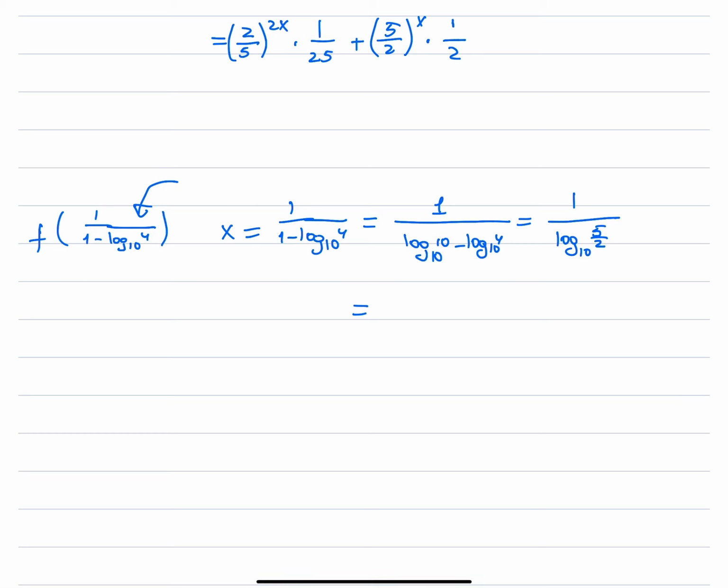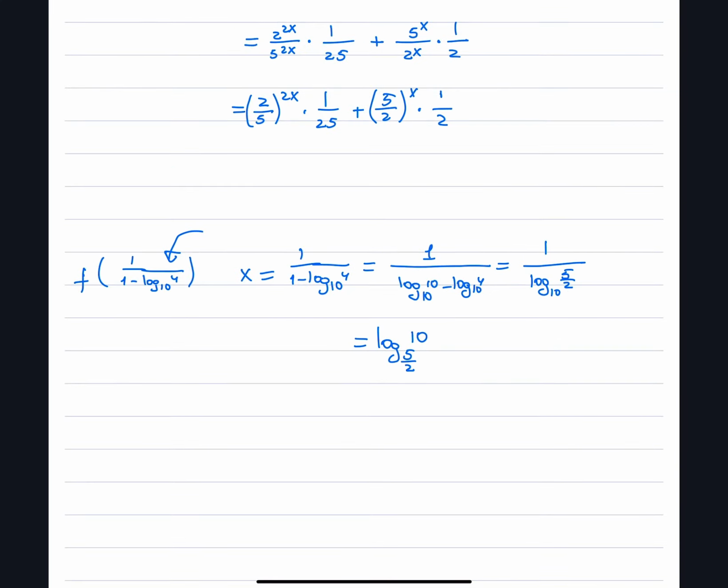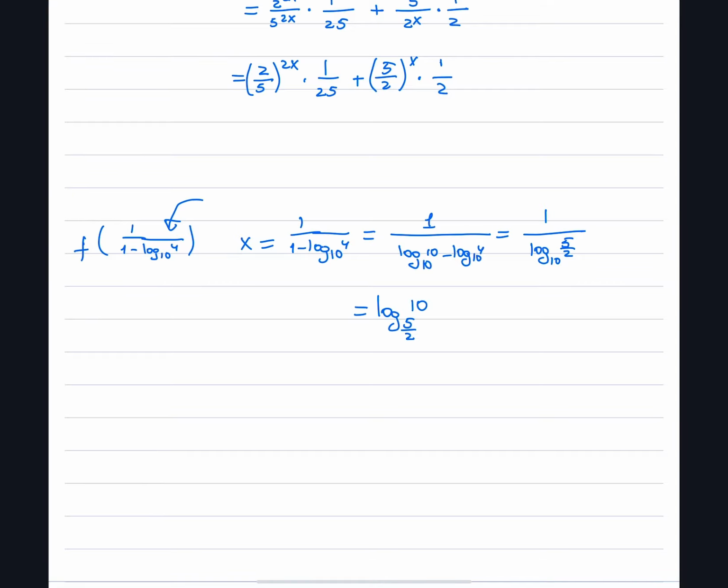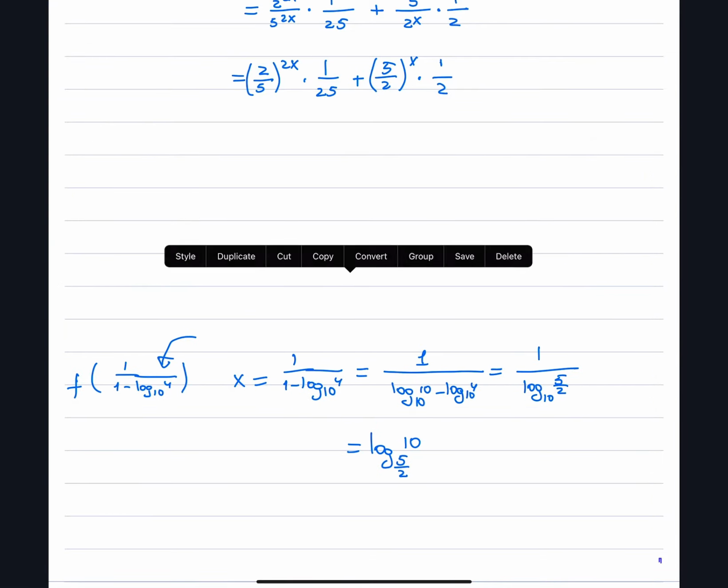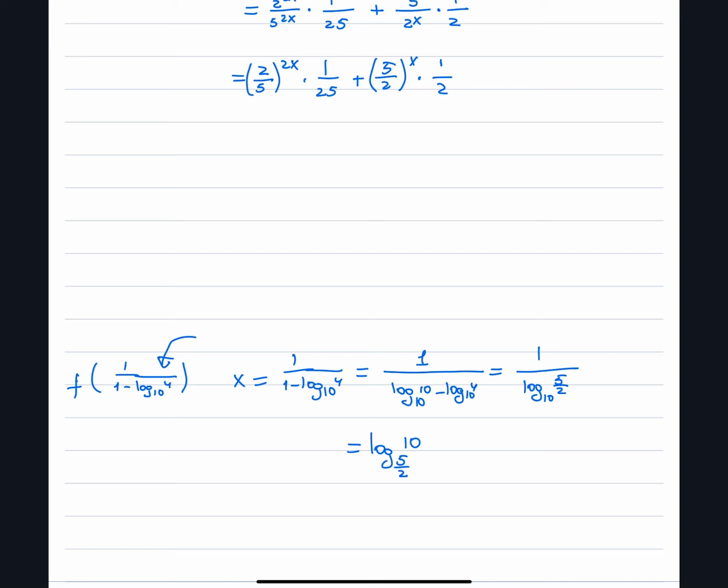If you know that, you will easily understand this is the same as log base 5 over 2 of 10. So this expression right here is the same as this one. So I just used here the change of base formula. So I'll take this one a little bit down. So now I know that x equals log base 5 over 2 of 10. Instead of x, I'll write log base 5 over 2 of 10.